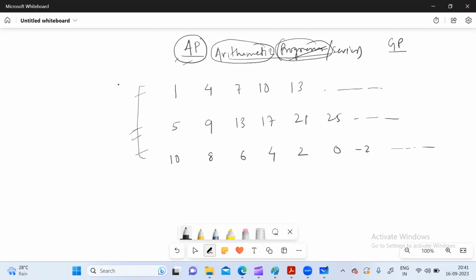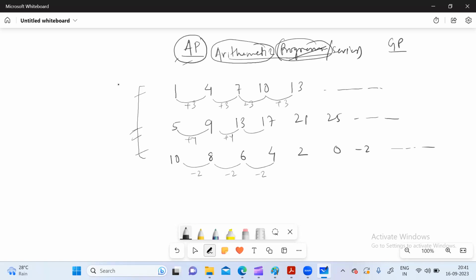So in the first it is plus 3, in the second plus 4, and in the third one minus 2. Good thing, that is plus three. Every term is plus three more than the previous term. Here you are seeing it is plus four more than the previous term. But when I ask in this way, what common thing do you find?